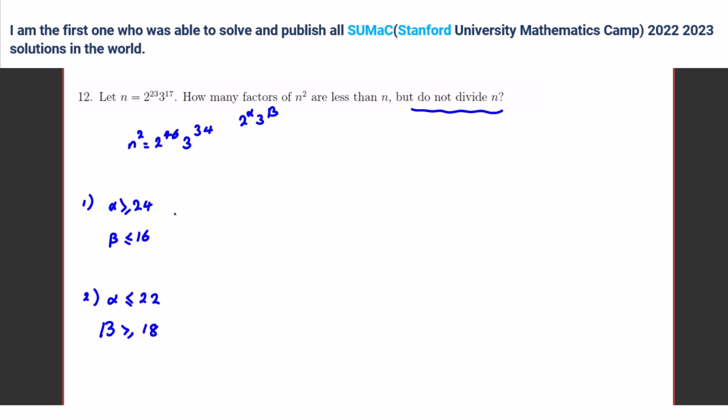Okay, let's calculate one case. For example, 2 to the 24. Here we know this condition is easy. This condition is satisfied. We should only focus on this condition, right? So 2 to the alpha, 3 to the beta here should be less than 2 to the 23 times 3 to the 17, right? Okay, one way if we use a small example, for example, 24, it will be what?